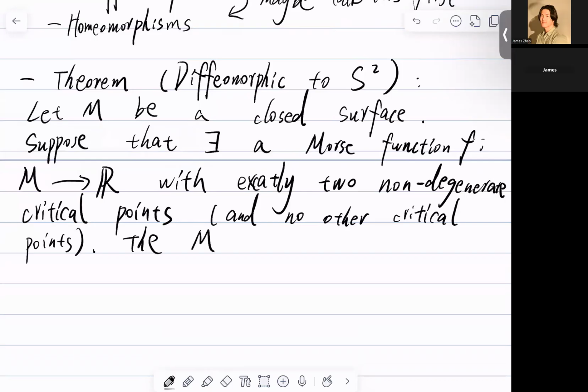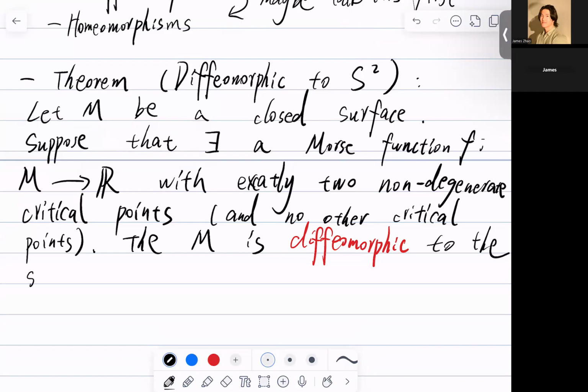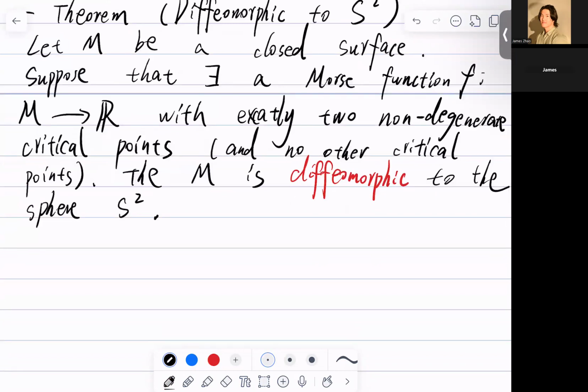Then M is, okay, let's change color here, diffeomorphic to the sphere S2. Okay, this is a very strong statement. Basically, if you're a topologist, assume you're not. If you are, then you're pretty much an expert in this area, and I think you'll appreciate this the most. Basically, that means you can manipulate your space and transform it, morph it, hence diffeomorphic, morph it into a sphere. So basically, your surface can be morphed into this sphere space, which is super cool.